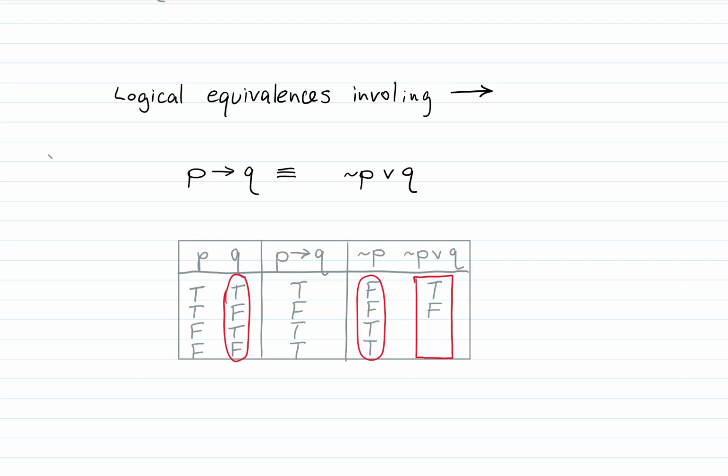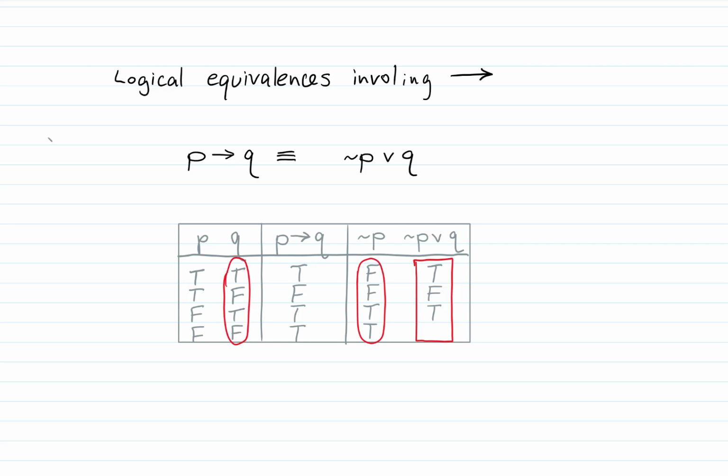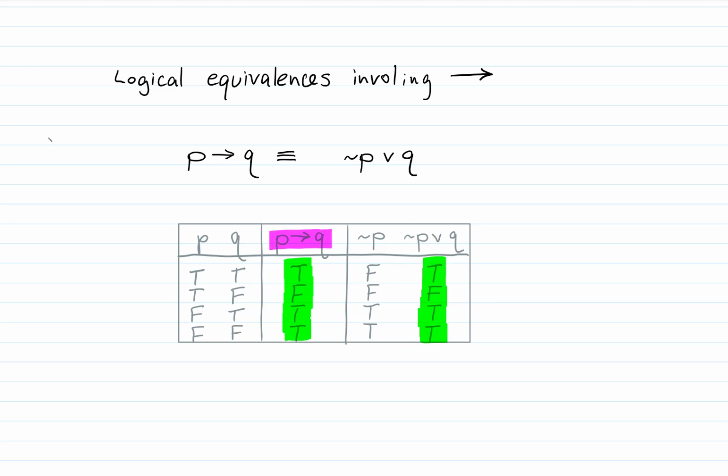And in the next row, Q is true, and so is the negation of P, and that makes the disjunction true. And in the last row, Q's false, but the negation of P is true, and that's enough to make the disjunction true. Okay, and let us compare this column with this column. Notice that they are identical, which means that statement is logically equivalent to this statement. And that's important, and you're going to need to know that.